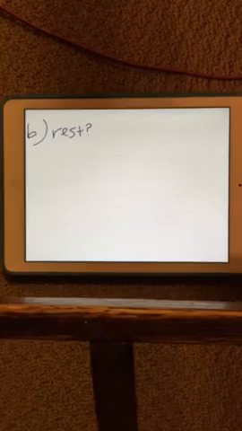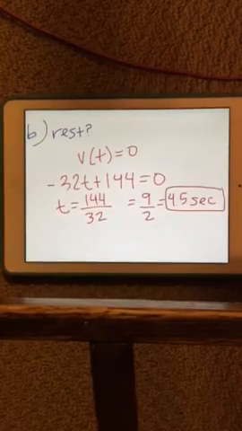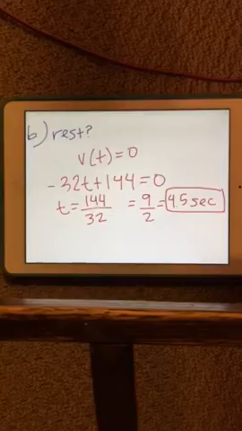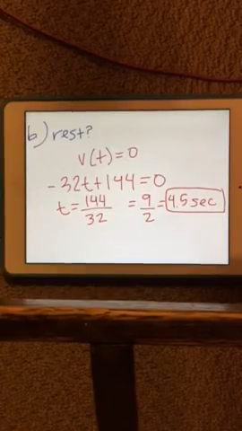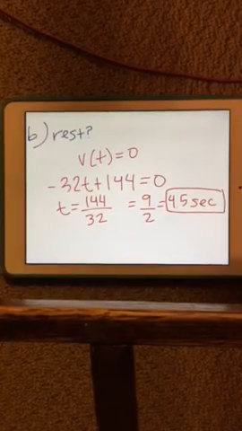So to find when the ball was at rest, we need to set the velocity equation equal to 0. So setting the velocity equation equal to 0, we get negative 32t plus 144 equals 0. And then we get t equals 144 over 32, which simplifies to 9 over 2, which is 4.5 seconds.